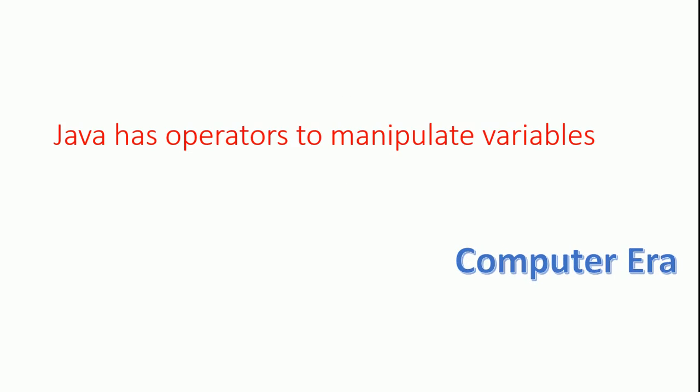Java has operators to manipulate variables. Definitely there are many operators, and those operators manipulate the variables. See how the variables are being manipulated. I'll be discussing all these things in this tutorial, and I'll be telling you how they are implemented in programming. So keep watching till the last, because it's a very interesting topic in this Java tutorial. So let's see how many types of operators there are.